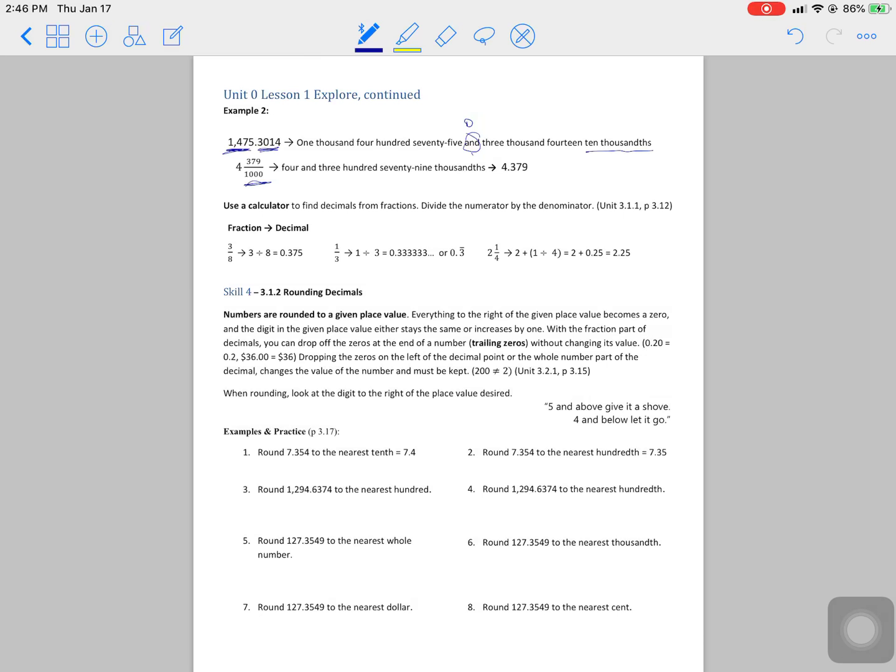So 3,014 10,000ths. So that's a little tough. How about this fraction right here? It has 4 as the whole number, so the "and" is where the decimal goes.